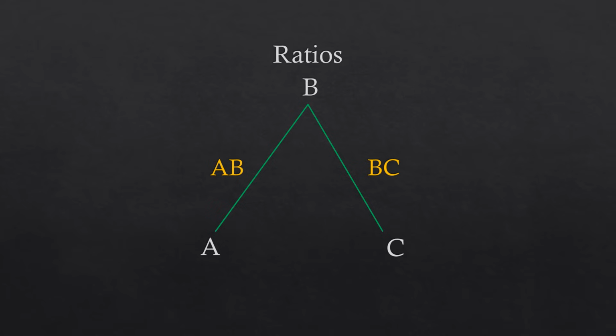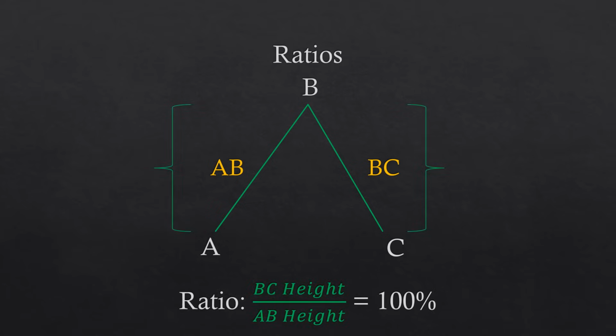To measure the ratio between these two price movements, we divide the height of the BC segment by the height of the AB segment. Notice that we only care about the vertical axis. We are eliminating the time element of the horizontal axis. In this case, since they have the same size, the ratio between them is equal to 1, which is equivalent to 100%. That means that the BC segment is 100% the size of the AB segment.